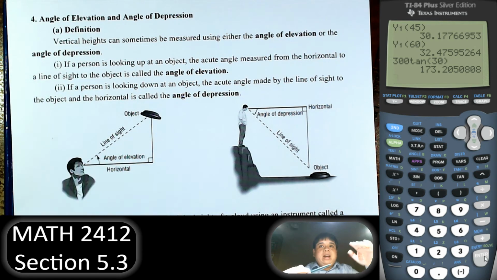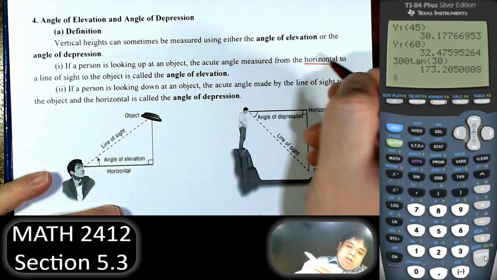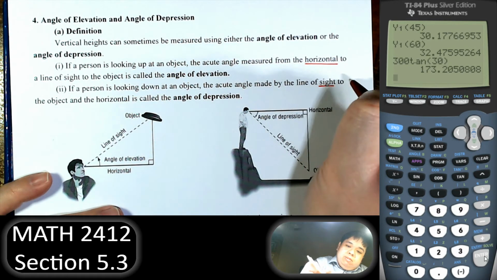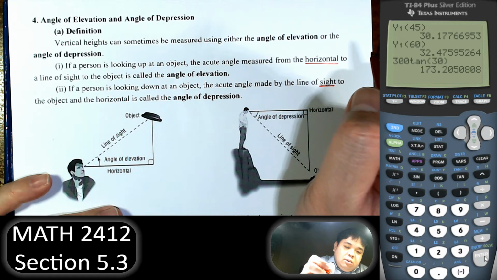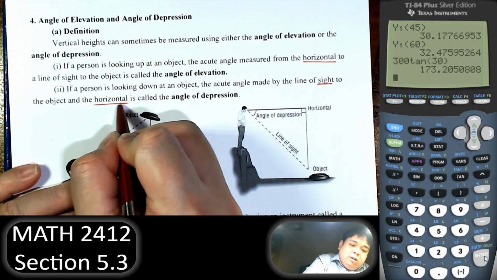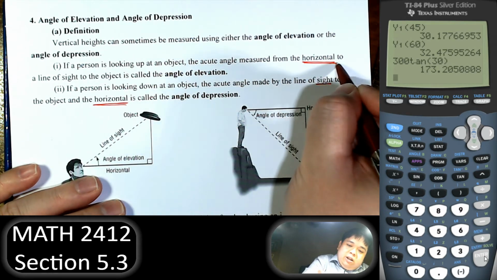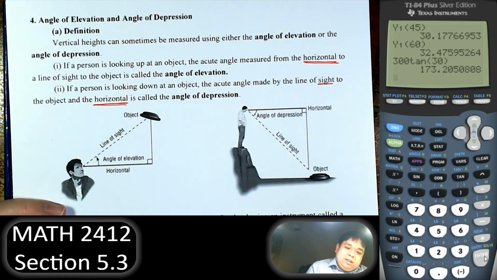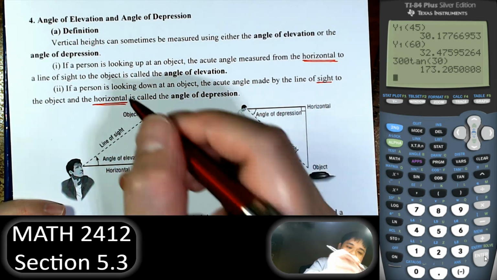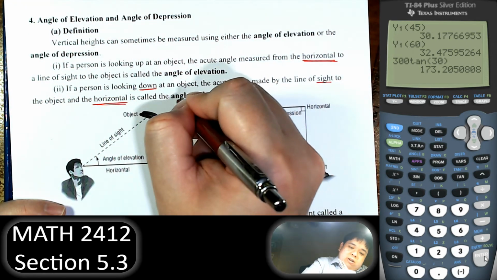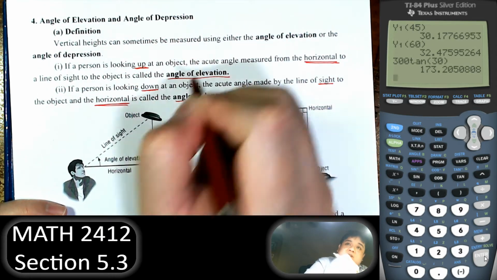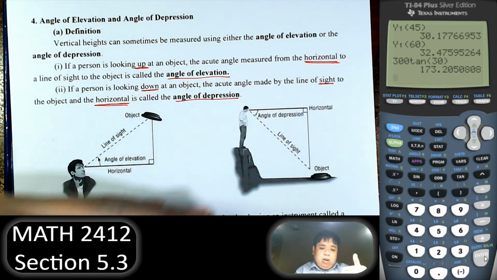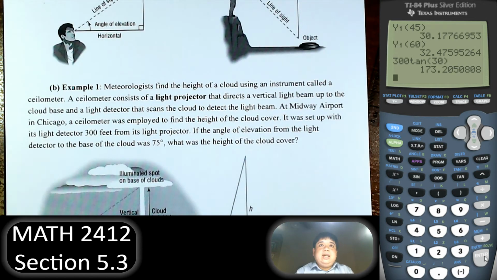So everything with respect to the horizontal line. If we look down, that is the angle of depression. If we look up, this is the angle of elevation. Simple enough, right? Everything with respect to the horizontal line. Let's look at an example.